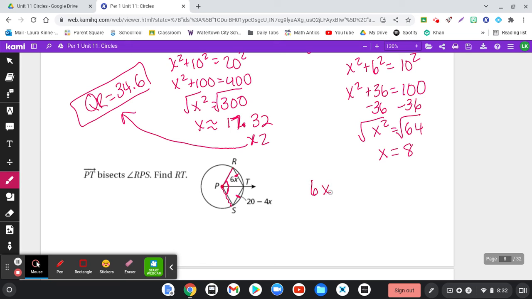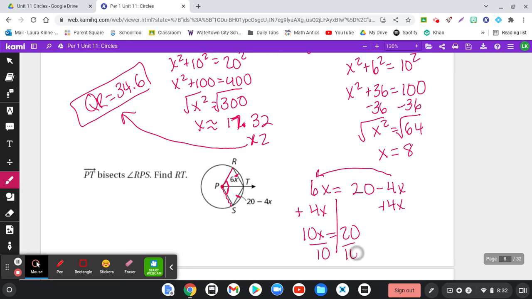So 6x equals 20 minus 4x. We'll solve it. Since we have to move the minus 4x over, it's going to become a plus. So 10x equals 20. Divide by 10. X equals 2. It wants us to find RT though. RT is 6 times x. So 6 times 2 is 12.